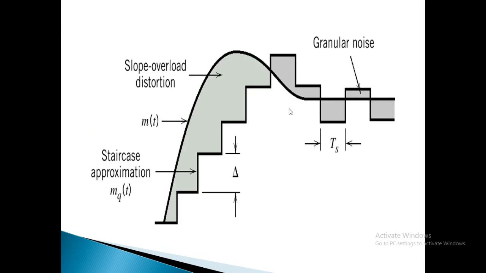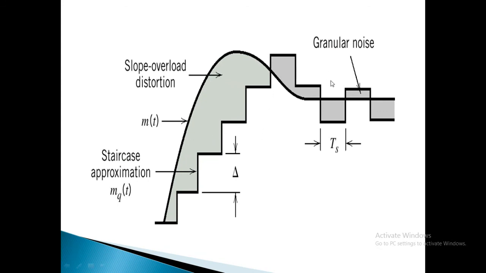Here, this is the staircase approximation, and this is the given input signal m of t. If the input signal is rapidly increasing or rapidly decreasing, slope overload noise will occur. If the step size is very small compared with the message signal, slope overload noise occurs.